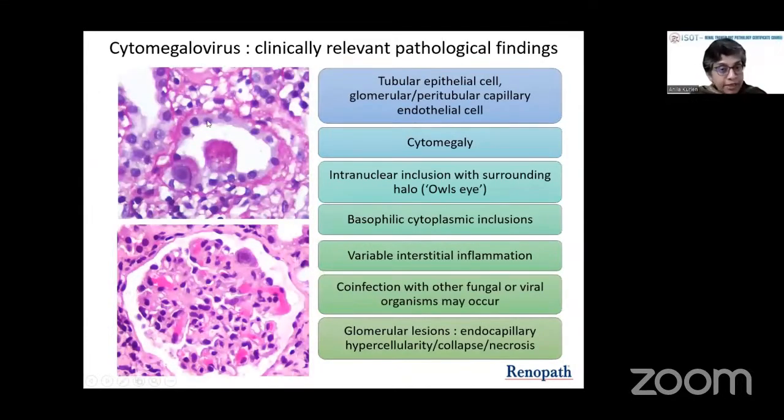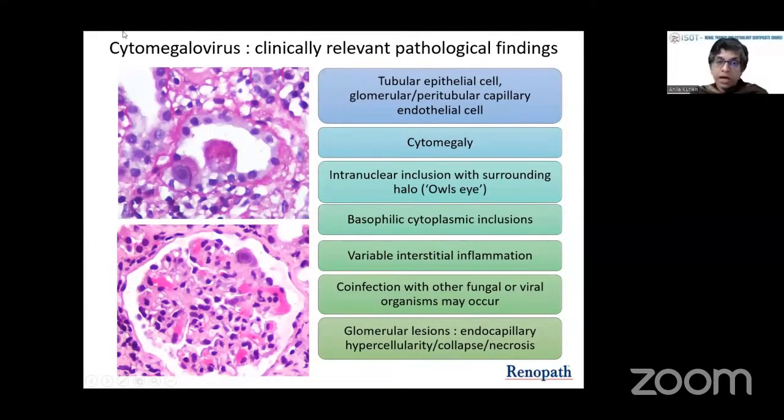When BKV was infecting only the tubular epithelial cell, here CMV, in addition to the tubular epithelial cell, can involve the endothelial cells also. So this is CMV within the endothelial cell of the glomerulus. It can be the endothelial cell of the peritubular capillaries or the arterioles also. So it's not just a tubular epithelial cell, it's the endothelial cell also.